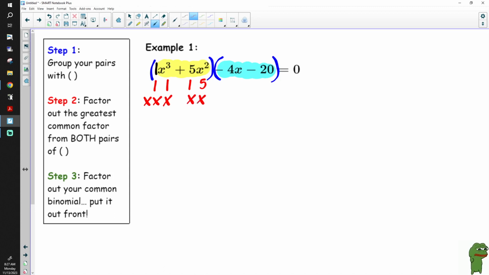Okay? So what is their greatest common number? 1. We circle 1. How many x's can I take away from each term? I can take 2 away. So I'm going to circle 2 x's. So my greatest common factor is 1x squared.